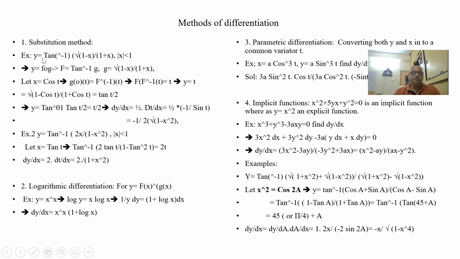Among the different methods of differentiation, first the substitution method. Suppose the example given is tan inverse of root of (1 minus x) by (1 plus x). If you put x as cos theta, then (1 minus cos theta) by (1 plus cos theta) is equal to tan square theta by 2. Let x equal cos t. Then (1 minus cos t) by (1 plus cos t) is tan square t by 2. When the root is taken out, we get tan t by 2. So this is tan inverse of tan t by 2.